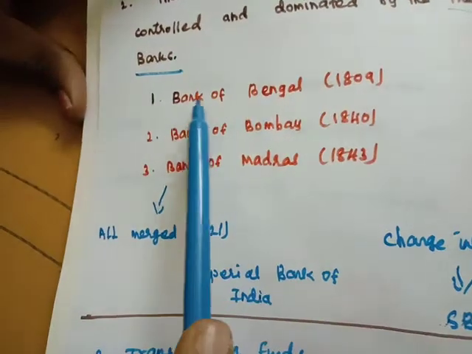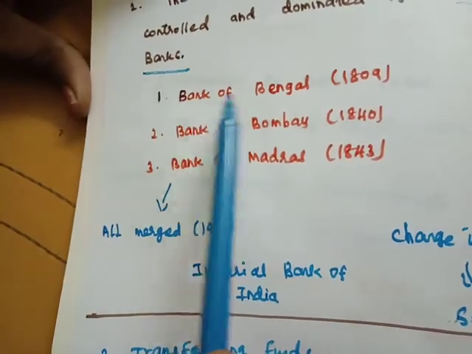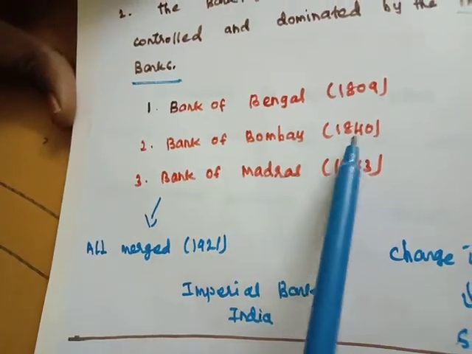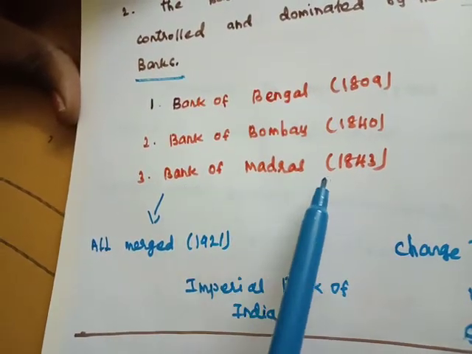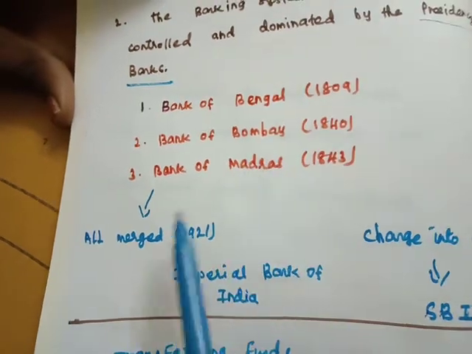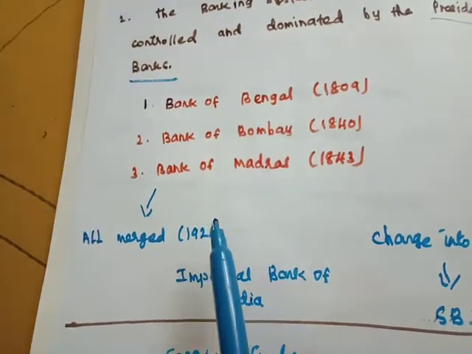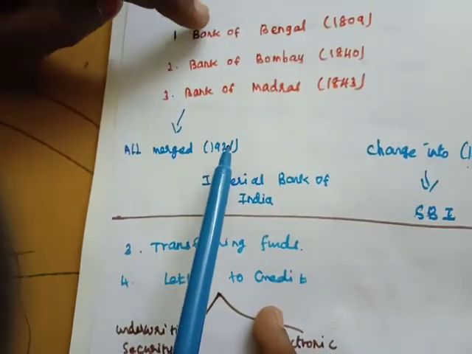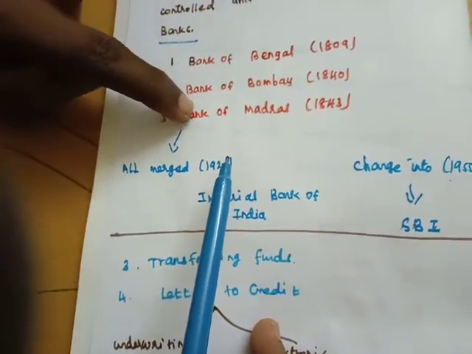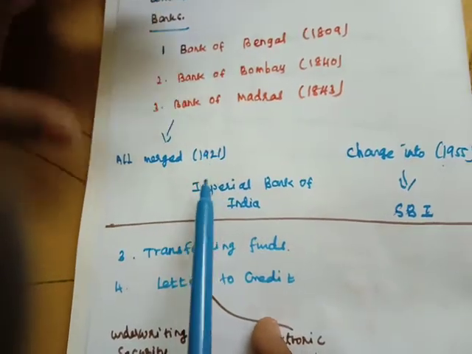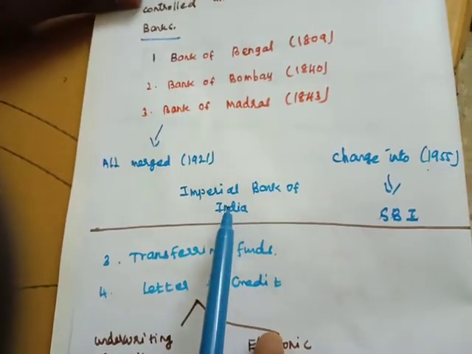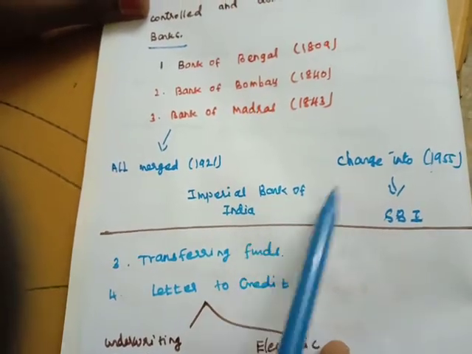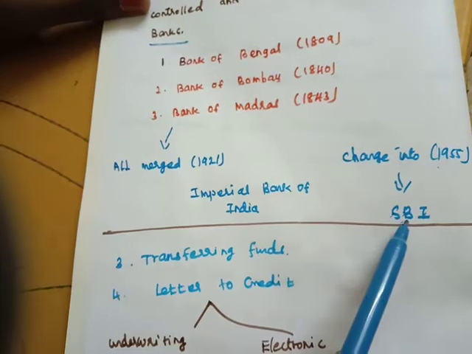In India, we have three presidency banks. One is Bank of Bengal in 1809, the second one is Bank of Bombay in 1840, and the third one is Bank of Madras in 1843. In 1921, all these three banks, Bank of Bengal, Bank of Bombay and Bank of Madras, were merged together. It is known as the Imperial Bank of India. In 1955, the name of the Imperial Bank was changed to the State Bank of India.